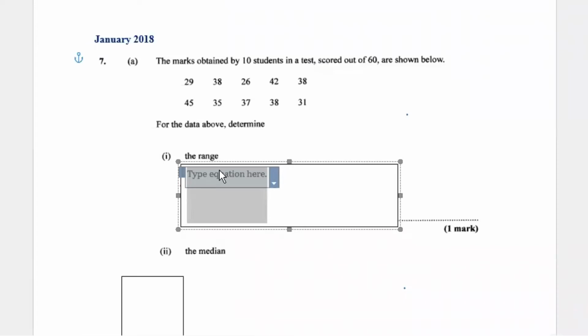Hello everyone and welcome back to another video, and today we'll be working a January 2018 statistics question, which is section 5 of the syllabus, and this comes in question 7 from this paper.